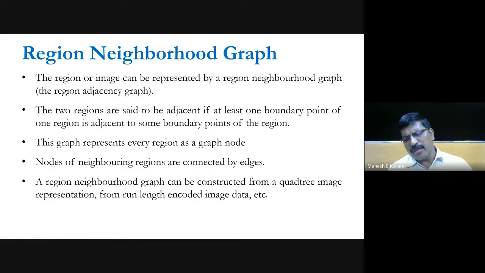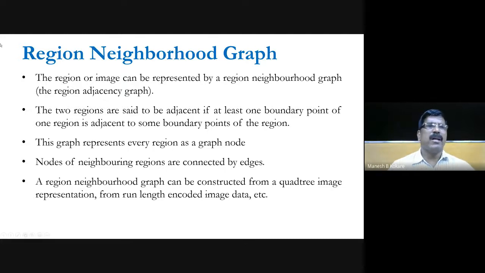Now, the region neighborhood graph. Another method for obtaining the graph is region neighborhood. See that we are studying 3 types of graph representation. First one is obtaining the graph from the skeleton. Second one is obtaining the graph from region decomposition. And third one is obtaining the graph from the region neighborhood method. Now, the region neighborhood method is a very, very simple method for obtaining the graph.